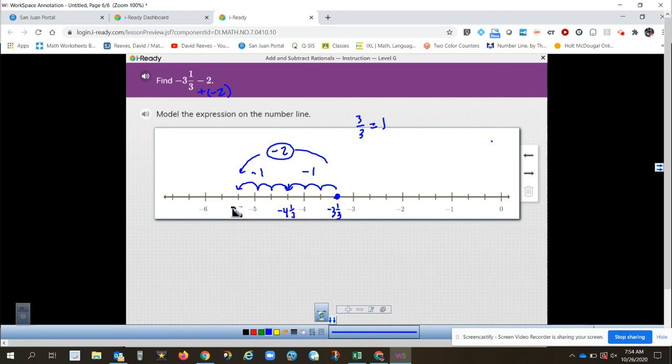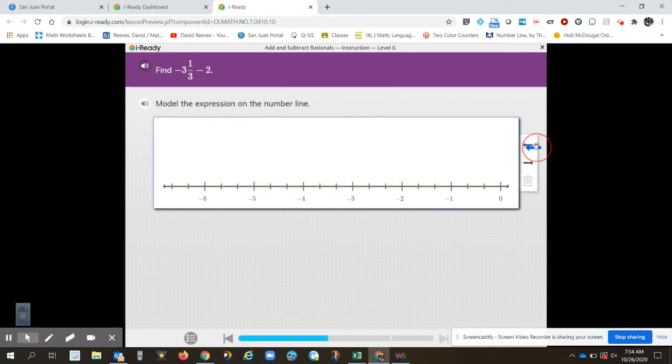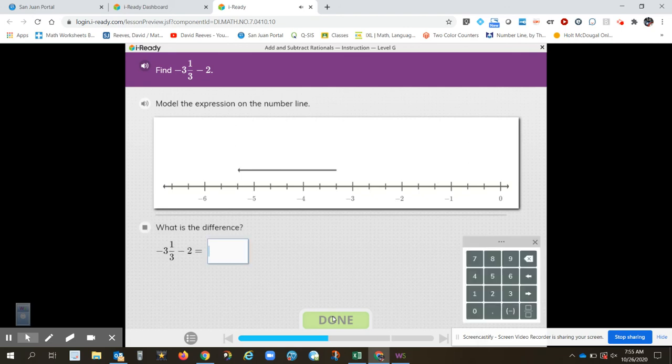And then I did it again, and I ended up at -5 and 1/3, which really should make sense to you. If you're at -3 and 1/3 and you go 2 further to the left, you're at -5 and 1/3. So they want us to show this on the number line. So here we go. There's -3 and 1/3. And then we're going to go all the way over there, how we showed it, to -5 and 1/3.